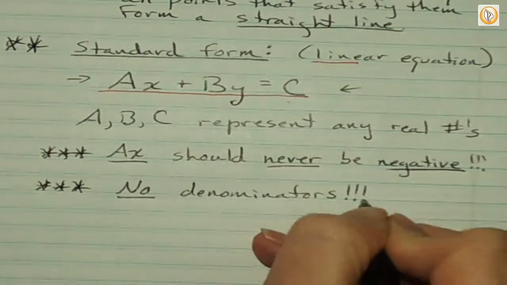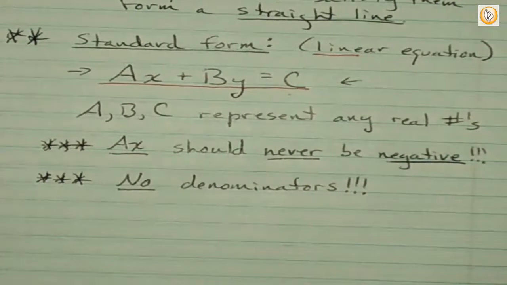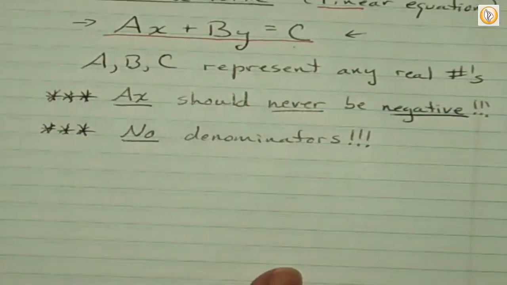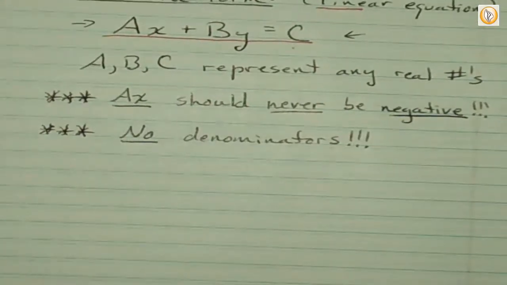Okay, now I'm going to show you. And you may like this, but if you ever get a denominator, you're going to hate it because you have to change it. No denominators. Now, I'm not going to spend a whole lot of time on this because I want to get to the good stuff today. So, in standard form, there it is. You need to know that the letters represent any number. And AX can never be negative. You're going to have to change it if it is, and I'm about to give you an example. And there cannot be any denominators.